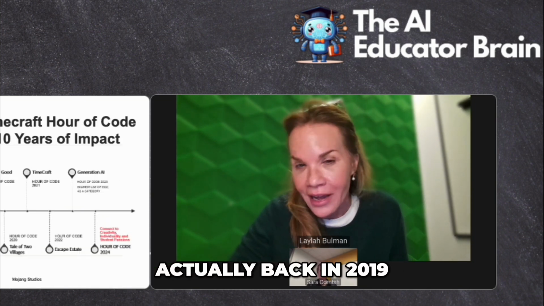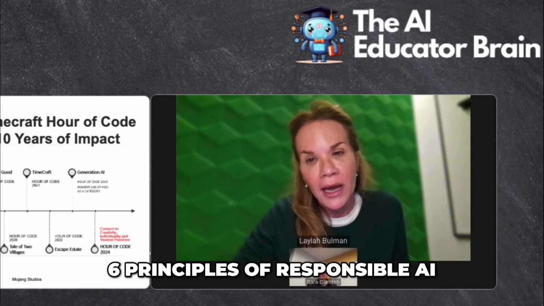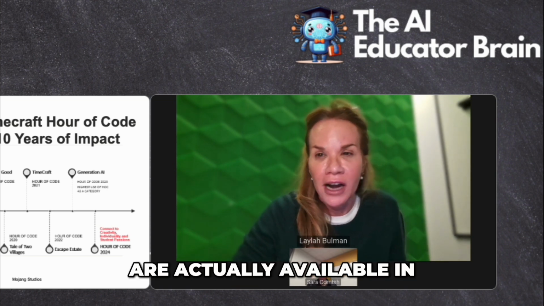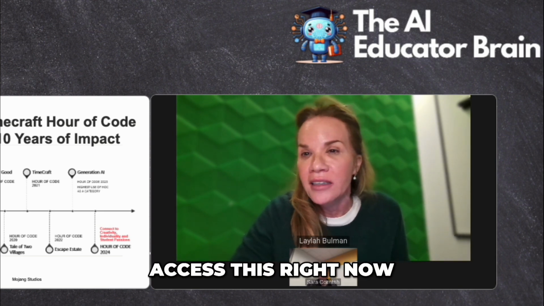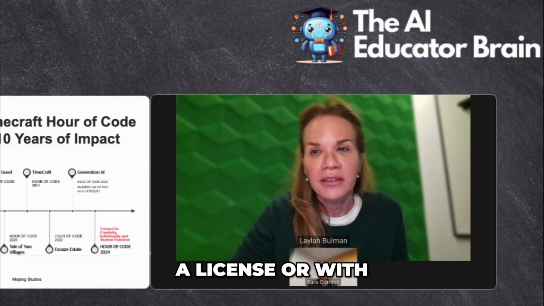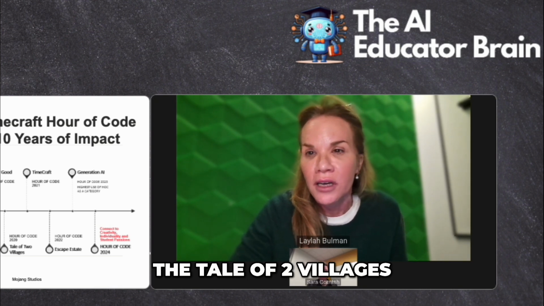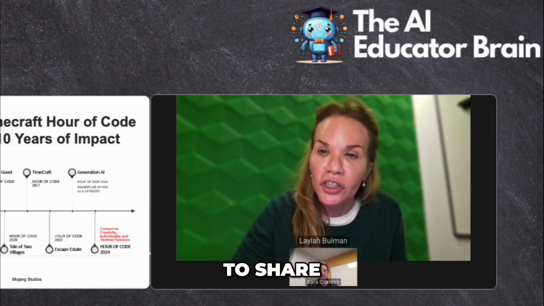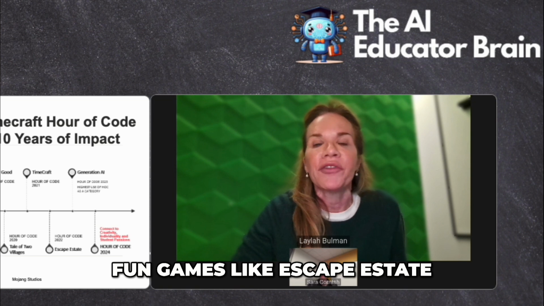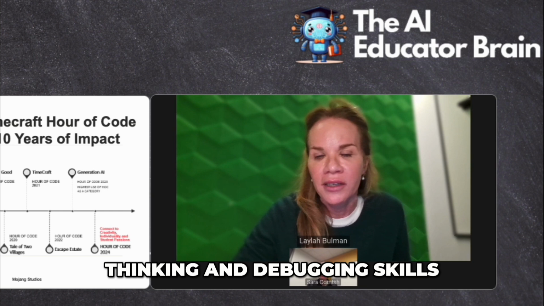We've done AI for good. Back in 2019, we made games around Generation AI, and last year we taught about the 6 principles of responsible AI. That's available to you also for free. All of these games are available in our demo for free in Minecraft. I'll put in the link, or Sarah will, for how you can access this right now in Minecraft Education without a license or with your license. We've also had fun, really cool games like The Tale of Two Villages, which is about inclusion and kindness and using code to be fair and to share. And we've also made fun games like Escape Estate, where you think of an escape room, but a whole house, and it builds really good critical thinking and debugging skills.